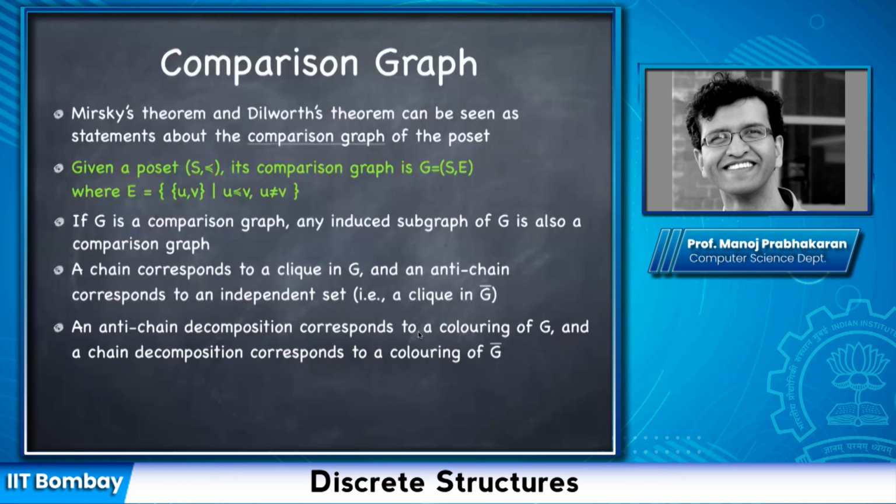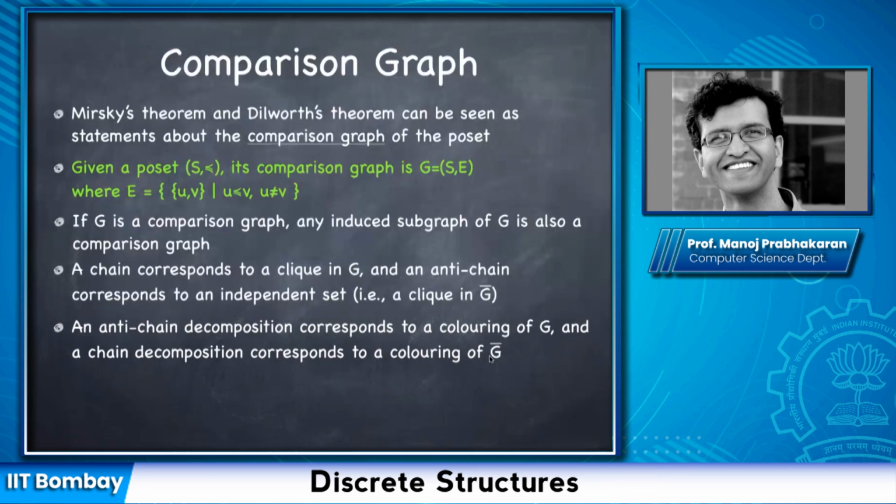So an anti-chain decomposition corresponds to a valid coloring of the graph, and the size of the decomposition, namely the number of anti-chains you need, is exactly the number of colors you need. And there's a one-to-one correspondence: any coloring corresponds to an anti-chain decomposition. So it's exactly the same thing, coloring G or partitioning the poset into anti-chains.